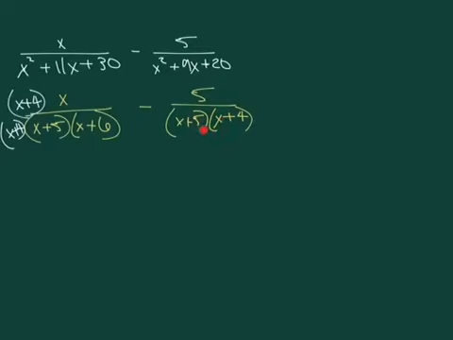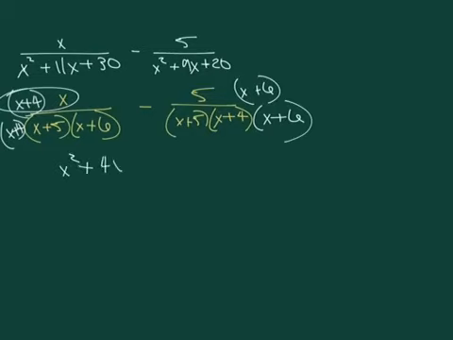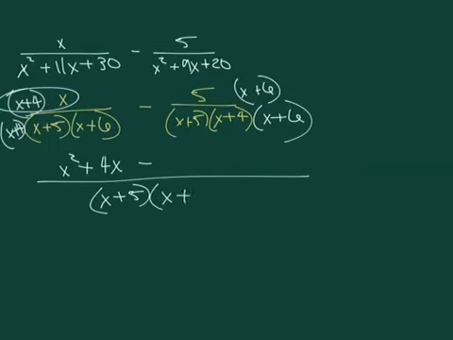Alright, let's see, am I missing anything here? I've got an x plus 5, x plus 5, x plus 4, x plus... Okay, missing an x plus 6. So I'm not missing an x, I'm not missing a 6, I'm missing the quantity x plus 6. So now what do I have here? If I multiply that out, I get x squared plus 4x. And I've got a common denominator now, so I can just put the whole thing over x plus 5, x plus 4, and x plus 6.